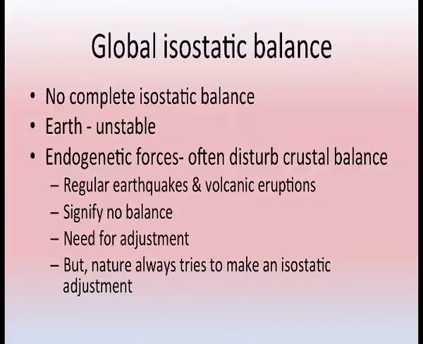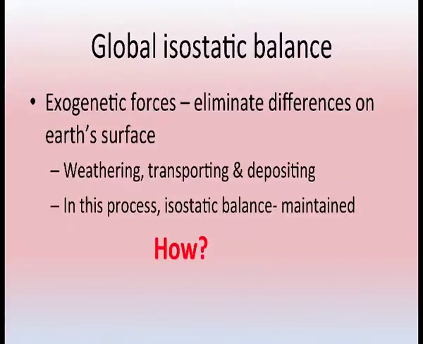Therefore, they signify there is no complete balance on the earth's surface and there is need for adjustment, but nature always tries to make an isostatic adjustment on its own. So, exogenetic forces also eliminate differences on the earth's surface through weathering, transportation and deposition, and in this process isostatic balance is maintained. Endogenetic as well as exogenetic forces, both of them maintain isostatic balance.